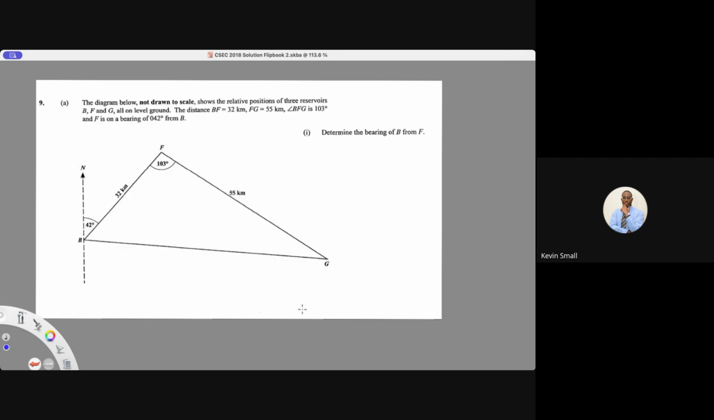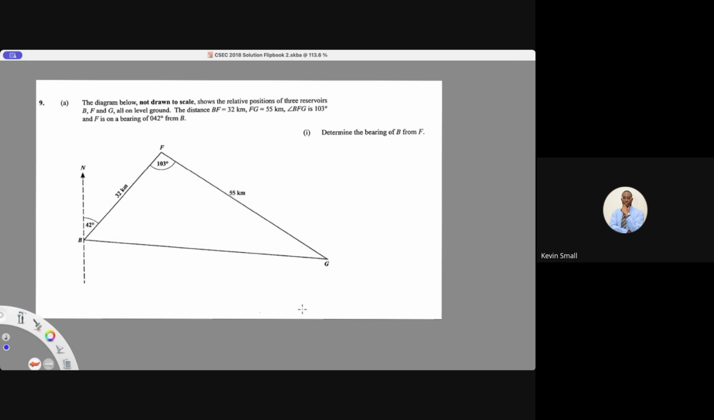We are at this bearings question. Now, bearings is an extension of trigonometry. Okay, it involves a little geometry as well. So I'm hoping everyone in here knows their cosine rule as well as their sine rule to answer these questions.